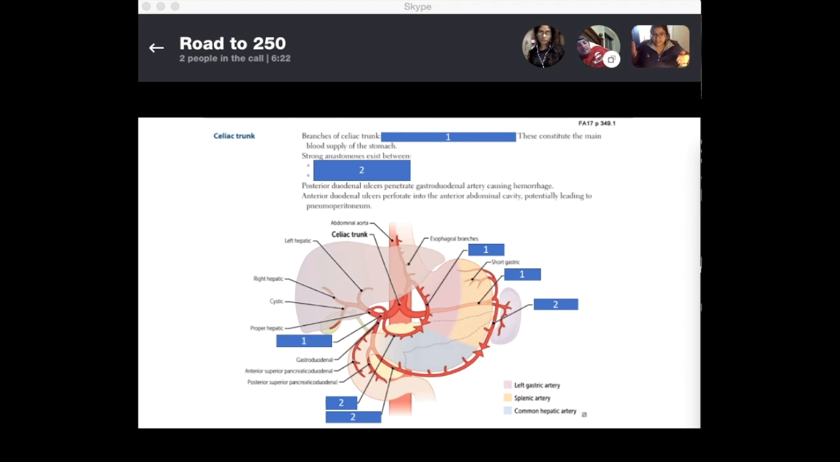I'm going to first ask you guys if you know the branches of the celiac trunk. We got the left gastric, the splenic, and the hepatic. Yes. Correct. So we have the left gastric, the splenic, and the common hepatic, as you see on the diagram there. And these are the main blood supplies to the stomach. And then some of these, or branches of these, will anastomose, where you see the arrows pointing towards each other on the lesser and greater curvatures.